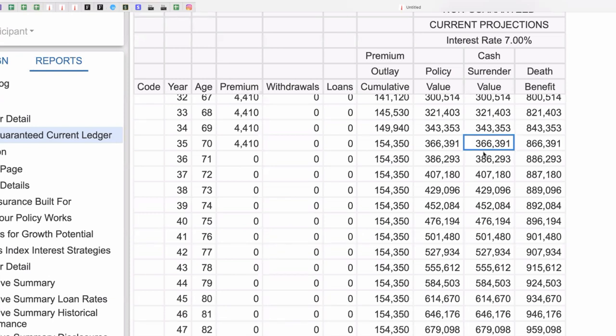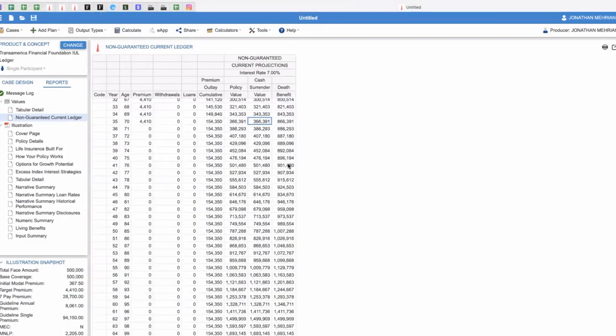Now, what are we not showing in this illustration? Distribution. Income. On almost all of your IULs, you should be showing distribution. On almost all IULs, you should be showing money coming out for the client. Why? Why else am I getting an IUL these days? Because I want to build a tax-free retirement.